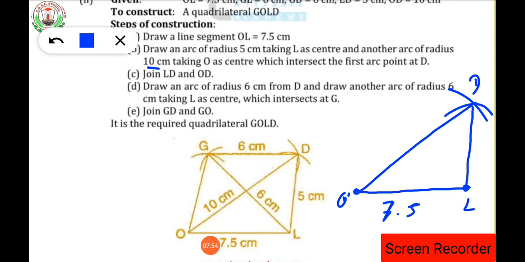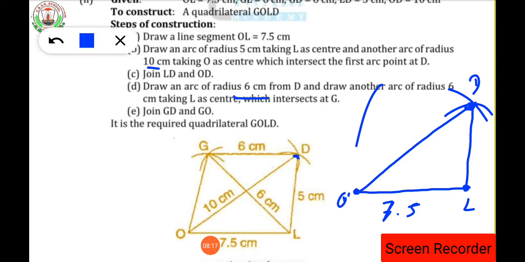Then next step, measure 6 centimeter on the mouth of your rounder. Clear? How much you have to measure? 6 centimeter on the mouth of your rounder. Keeping the needle at point D, draw an arc.